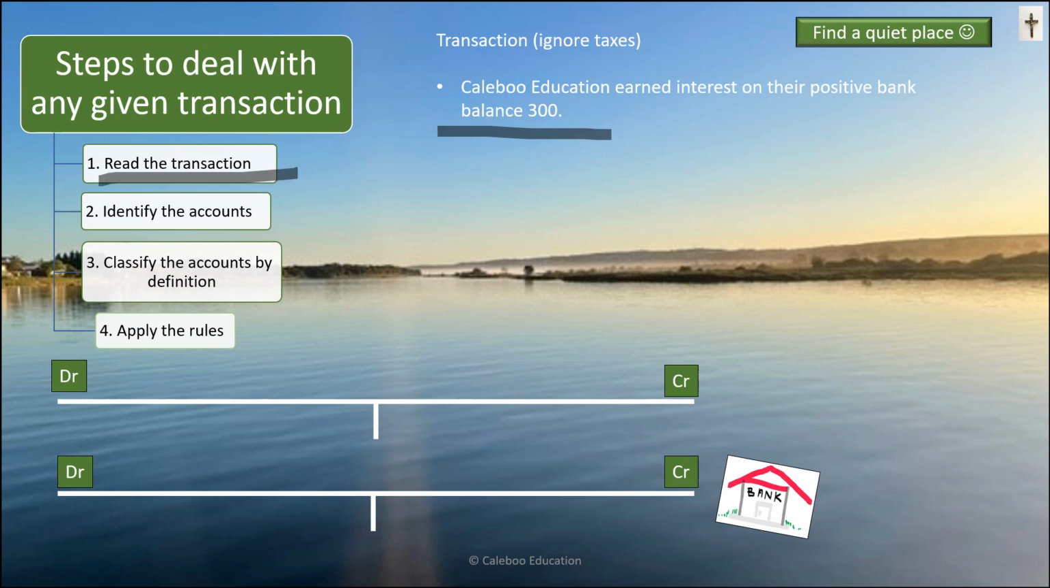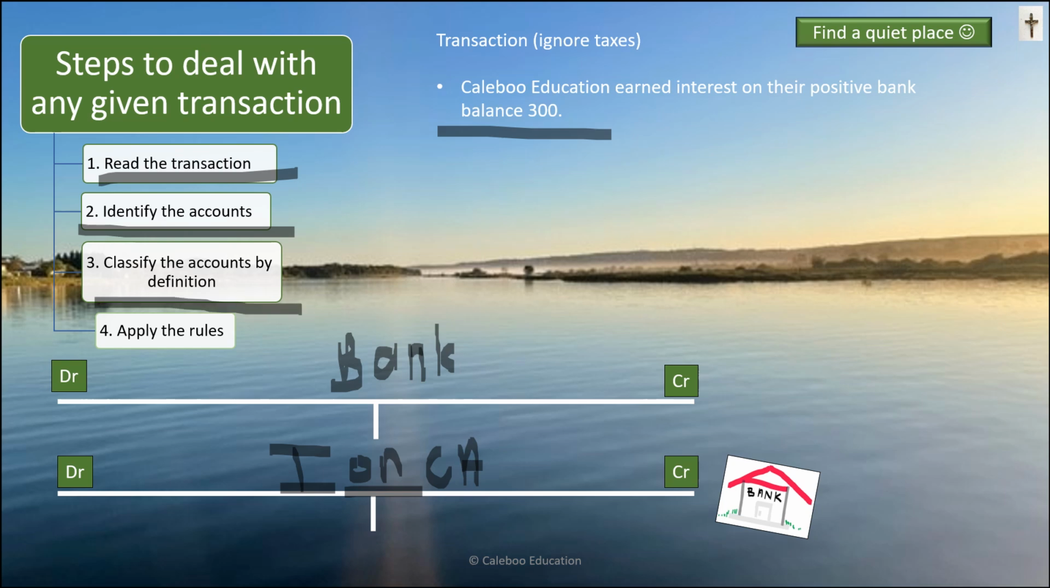So we've read the transaction. We need to identify the accounts. The first account is the business bank account. The second account is interest. You know me, I will have it written out in the next slide. Interest on current account. If you earn interest or pay interest, always specify what interest it is. So the name of this account is interest on current account.